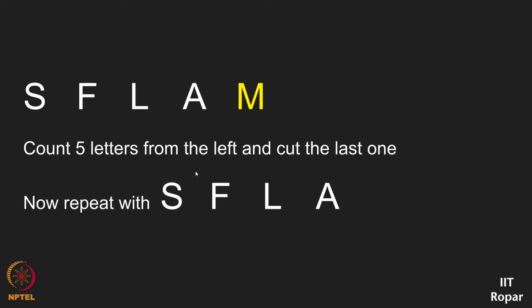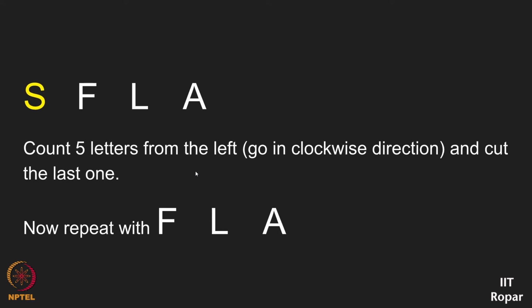Go in the anti-clockwise direction. Okay, so SFLA. You have to start counting 5 letters from the left and go back in the anti-clockwise direction. This is anti-clockwise. SFLA. 1, 2, 3, 4. Again come back here. 5. So you are at S. So you cross out S. Whatever is in the right, FLA. Whatever is in the left, nothing.